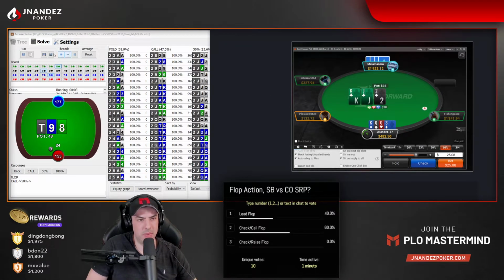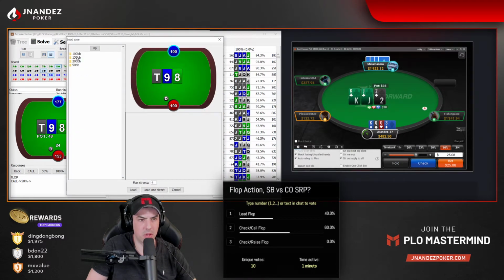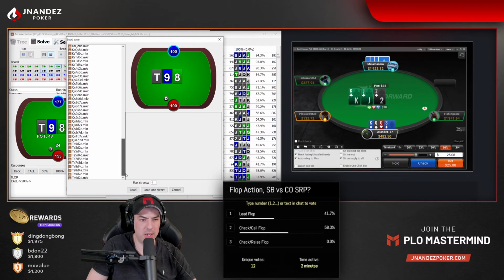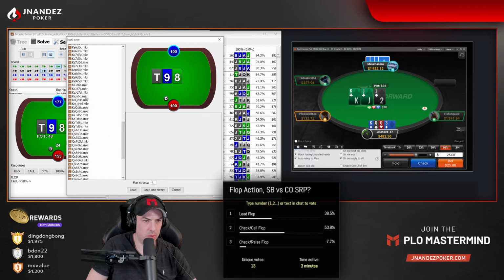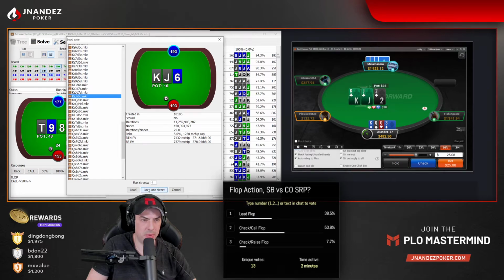I'm going to open the sim here. Big blinds, single raise pot, pre-flop was in position, cutoff versus small blind. We're trying to find king, jack, deuce, two-toned. I'm going to use king, jack, 6. It's not the same, but it's what we have.